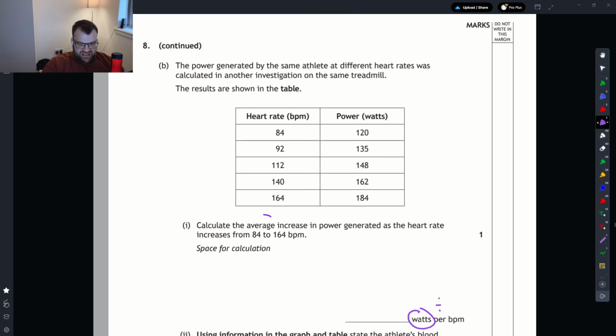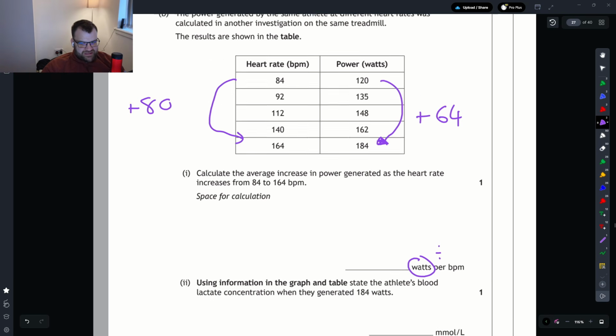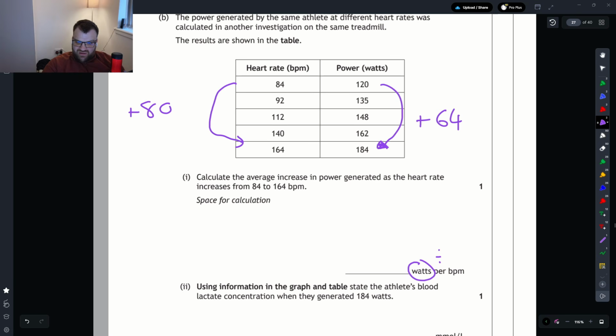But crucially, it is to do with increases of it. Now, I think we can do it where we just look at the biggest and the smallest, where it's gone up by 64, and that has been caused by an 80 increase in the heart rate. So then we would have the watts is 64 of a difference. That's taking 80 beats per minute increase, and that will give you 0.8 watts per beat per minute. Sounds so weird to say.